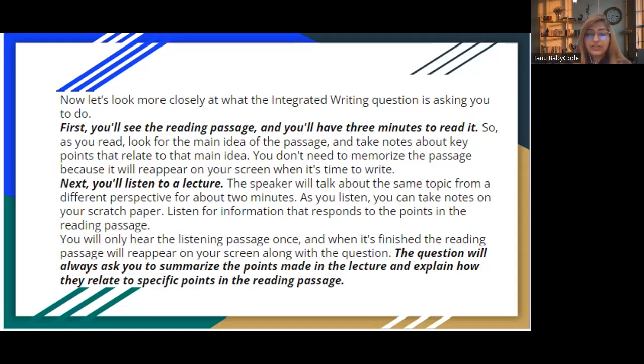Now the question here is that they ask you to summarize the points made in the lecture, and you have to explain how they relate to the specific points in the reading passage. So you will read the passage for 3 minutes, then you have 2 minutes for your audio lecture, right? Now comes your task: you have 20 minutes and you have to summarize the points made in the lecture, and relate those points to the reading passage. This is your task.